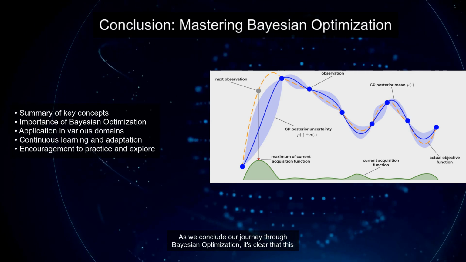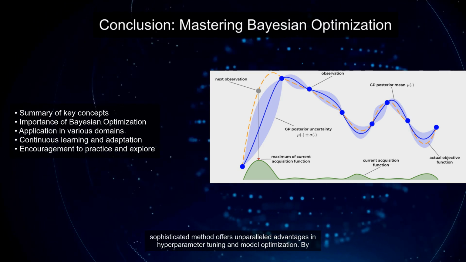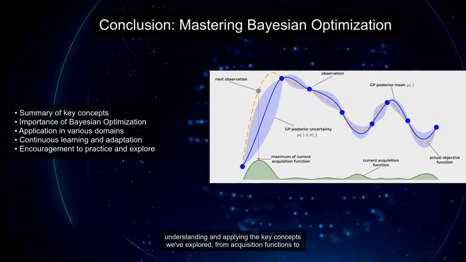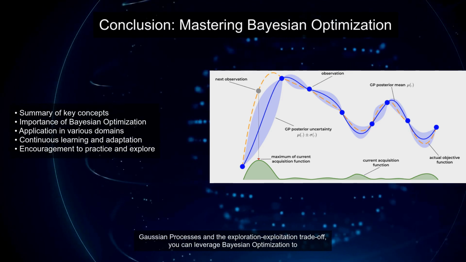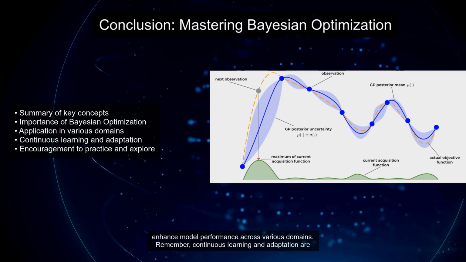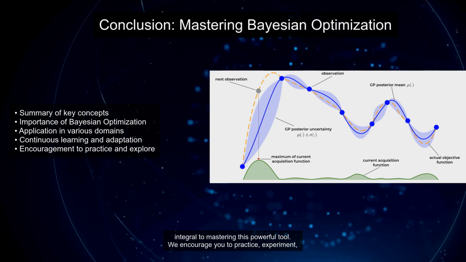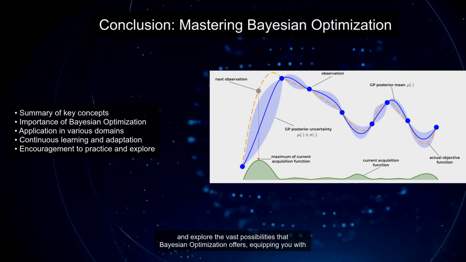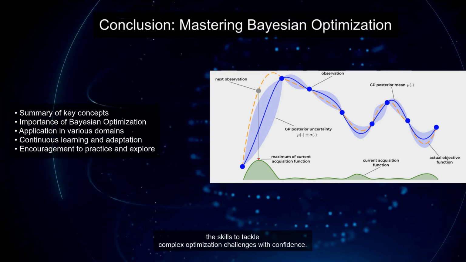As we conclude our journey through Bayesian optimization, it's clear that this sophisticated method offers unparalleled advantages in hyperparameter tuning and model optimization. By understanding and applying the key concepts we've explored, from acquisition functions to Gaussian processes and the exploration-exploitation trade-off, you can leverage Bayesian optimization to enhance model performance across various domains. Remember, continuous learning and adaptation are integral to mastering this powerful tool. We encourage you to practice, experiment, and explore the vast possibilities that Bayesian optimization offers, equipping you with the skills to tackle complex optimization challenges with confidence.